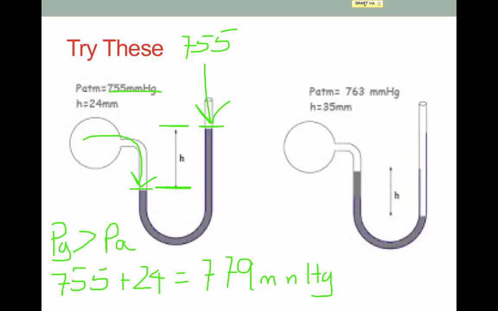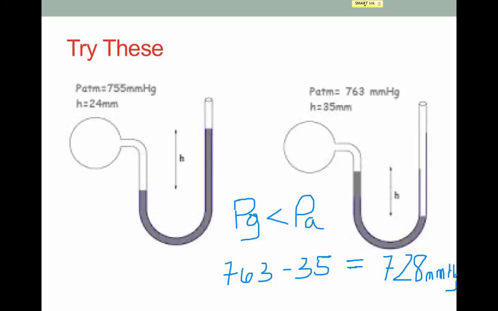Take a second and see if you can figure out the pressure of the gas in the closed container on the right. Notice in this case, the mercury has risen less far up the tube than in the one on the left. Therefore, you might have to do something different. Pause the video and try to figure it out. When you come back, I'll display the answer.